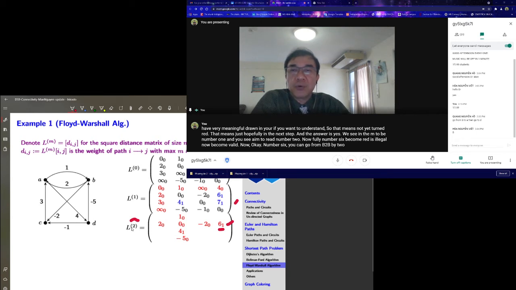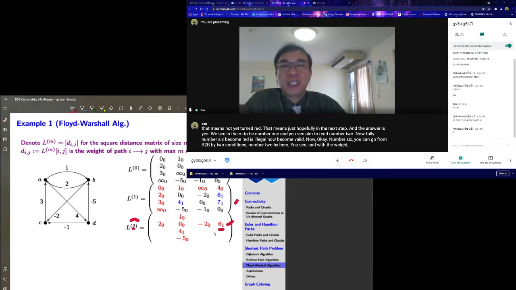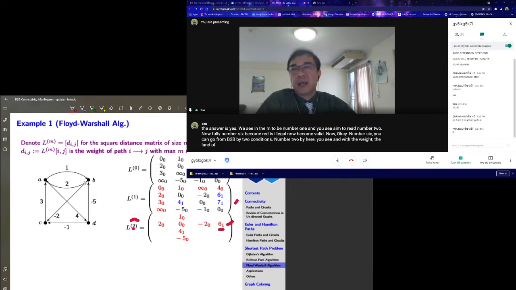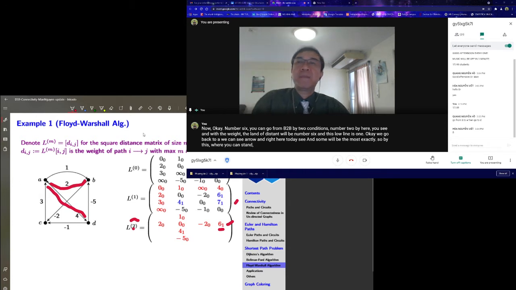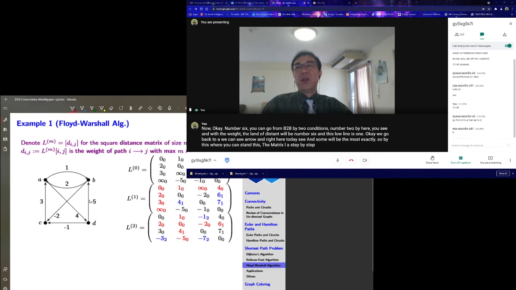Number 2 by here, you see? And with the width, the length or distance will be number 6. And this go like this one, okay? B go back to A, we call this the arrow. And then from A go right here to D, you see? And the sum will be number 6, exactly. So by this way, you can extend the distance matrix L, M step by step by looking to the left of the graph and continue that way.